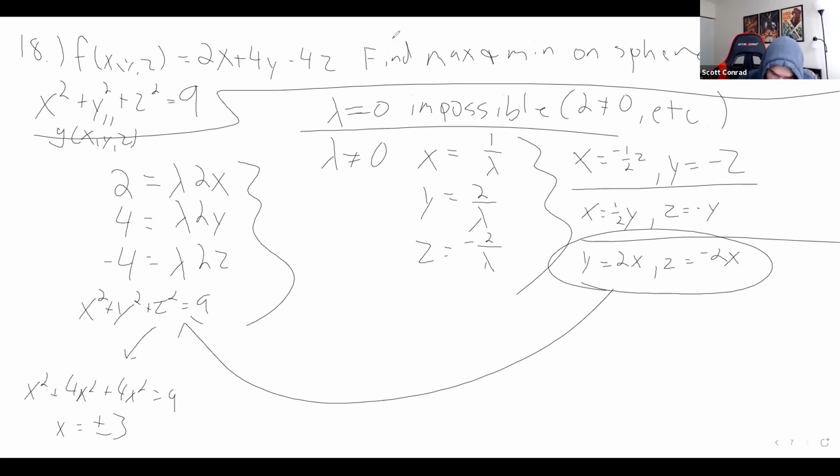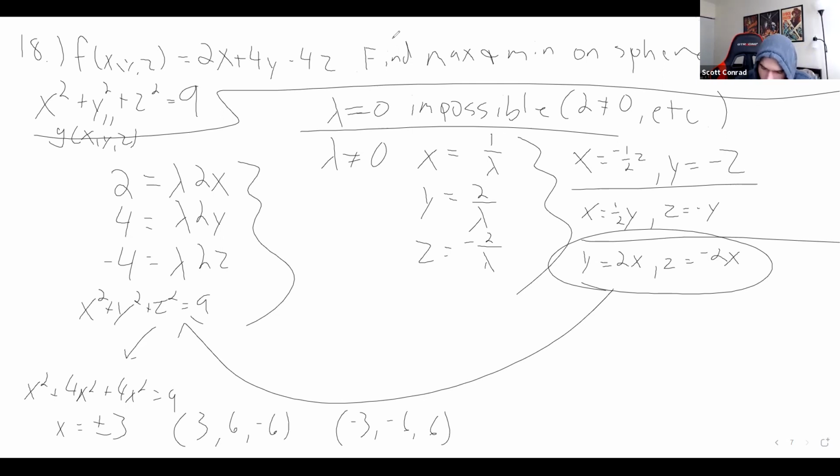Well, let's put in the points. So we get x is equal to 3, y is equal to 6, z is equal to negative 2 times 3, which is negative 6. And then we also get negative 3, negative 6, 6.